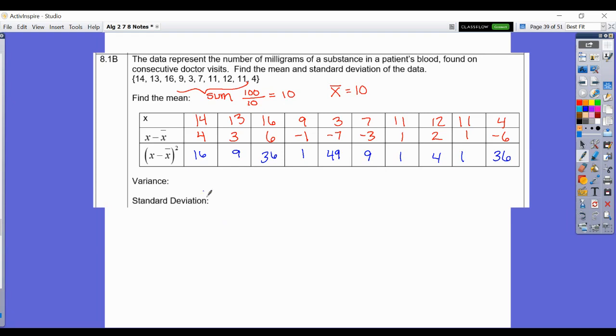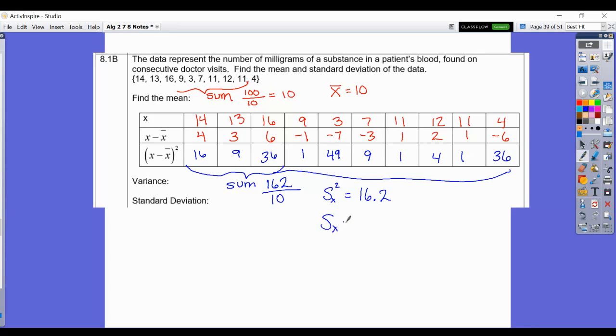Now, in order to find the variance, you add up all of these. In this case, that adds up to 162 because I did it earlier. There are still 10 terms, so I divide by 10. So the variance, which is S squared, is 16.2. That's my variance. And then the standard deviation is the square root of that, which is 4.02. We'll just round to the hundredths there.